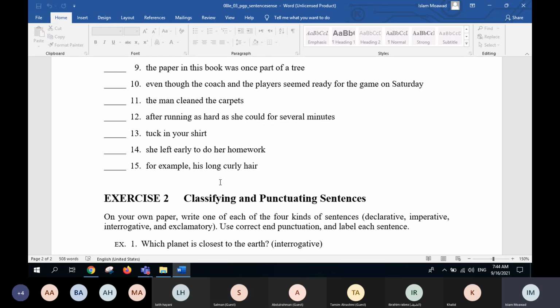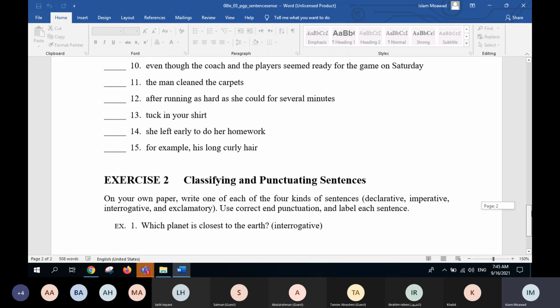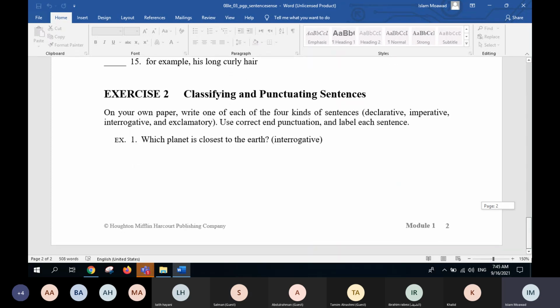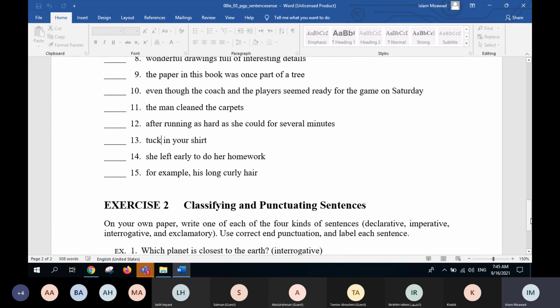Is it a fragment or a sentence? It's a fragment. Thank you. It's a fragment because the meaning is not complete. Okay, now we have the classifications down. Number 13 has a different meaning, like imperative, giving an order: put your shirt in. It could be, okay. Anyway, number 13, we can also make it an imperative one. So it could have both of them.